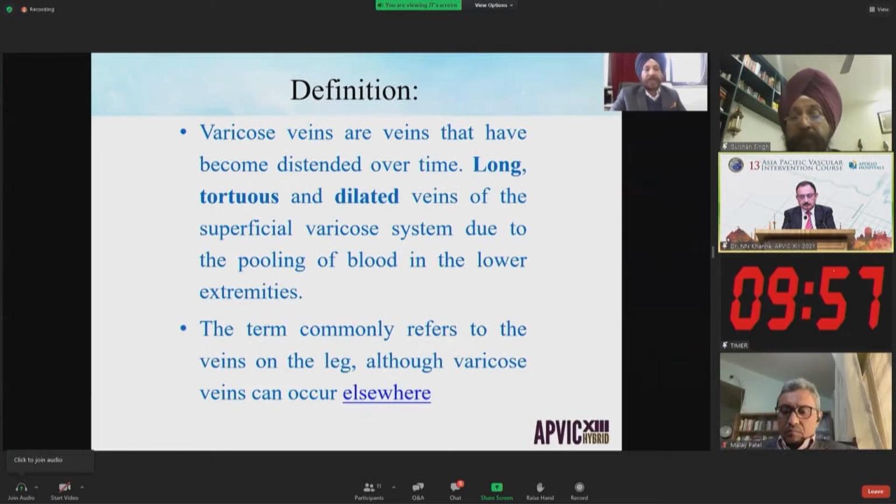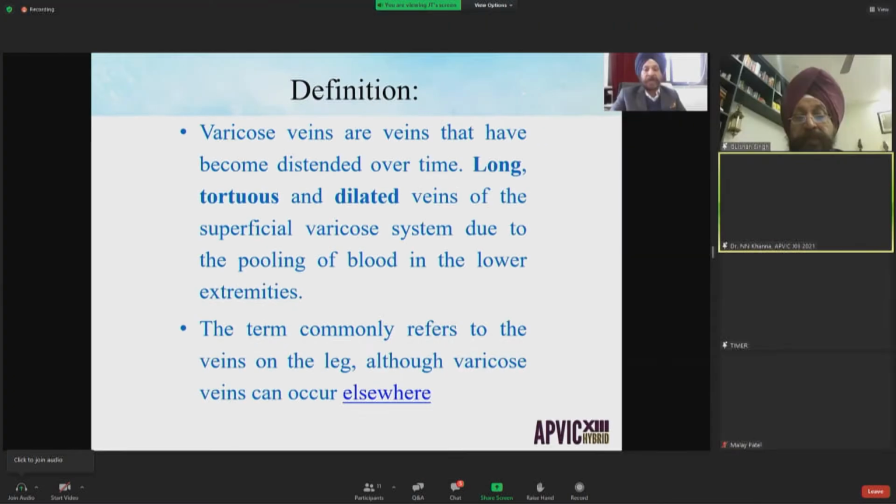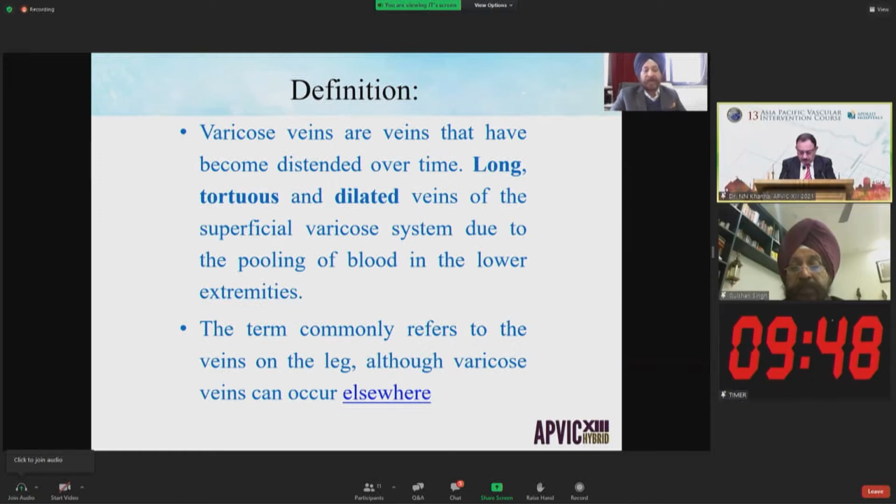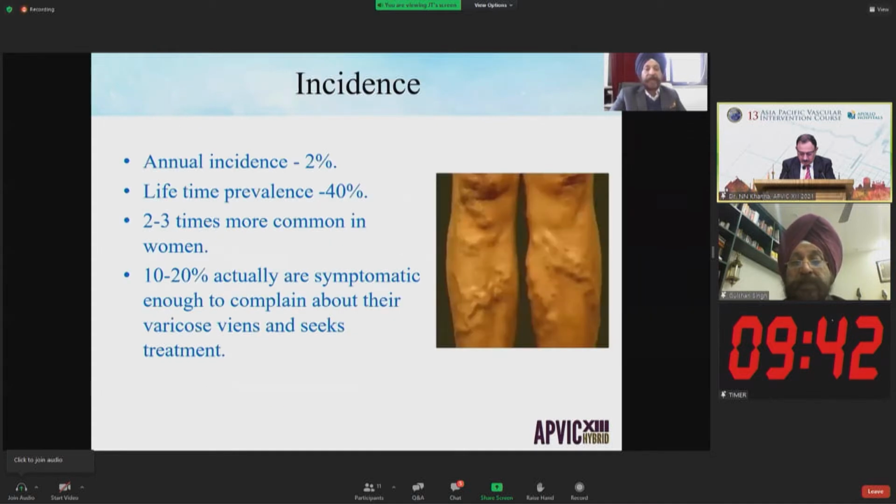Varicose veins are veins that have become distended over time: long, tortuous, and dilated veins of the superficial varicose system due to the pooling of blood in the lower extremities. The term commonly refers to the veins on the leg, although it can occur elsewhere. The annual incidence is 2%, lifetime prevalence is 40%.